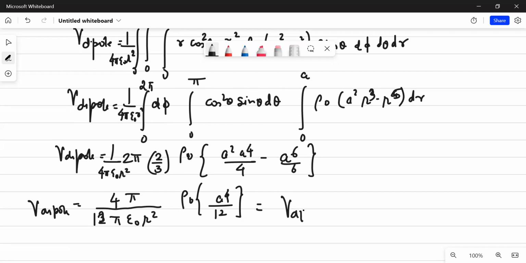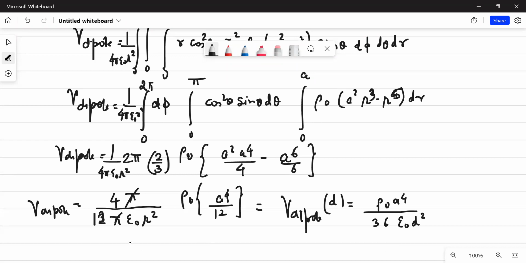So V dipole at a very far away distance d can be written as, I think this pi would get cancelled. You have this 4 by 12 will be 1 by 3, and this 1 by 36. Any mistake up to here? So this is rho naught a to the power 4 divided by 36, and then you have this epsilon naught, and this will be d square.